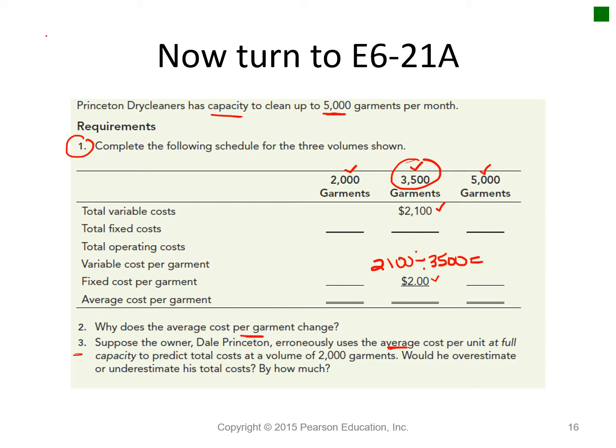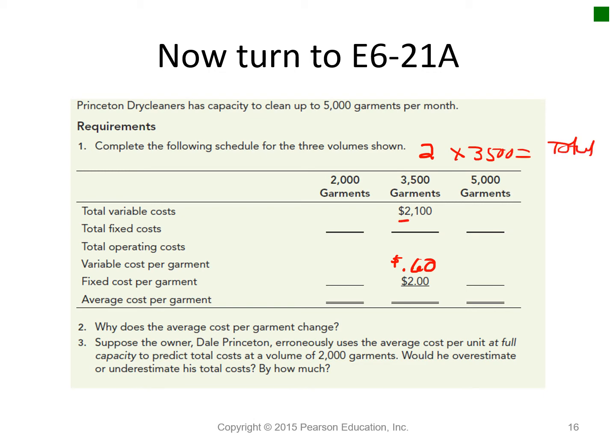So again, take your calculator out. You take the 2,100, divide by 3,500, and you're going to get right at 60 cents. That's per unit. So that's 0.60, your variable cost per unit. Now, when we've got the fixed cost per garment at $2, we can take 2 and multiply that by 3,500. So 2 times 3,500 is going to give us the total fixed cost, and of course, we know that's going to be $7,000. If we add these two together, we get $9,100. And then at that point, we can figure out everything else. You've got variable cost plus fixed cost per garment, so your total cost there is going to be $2.60.